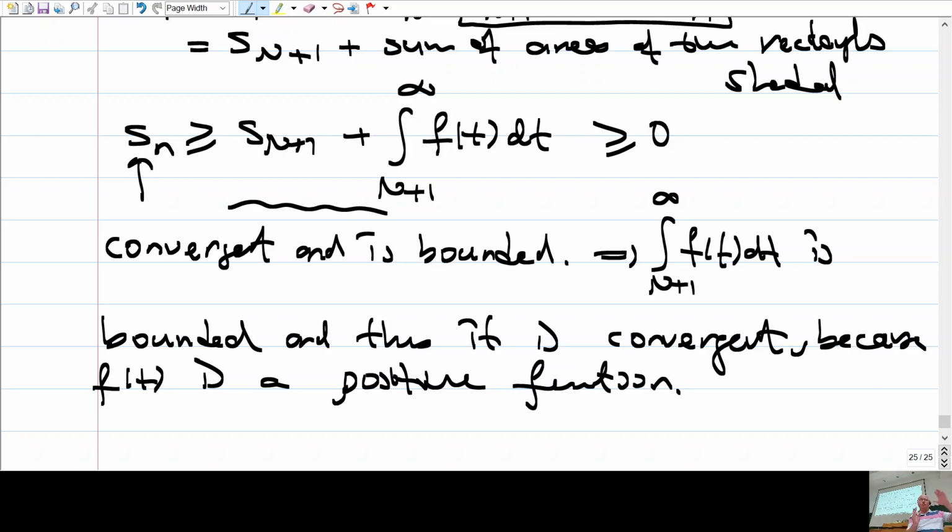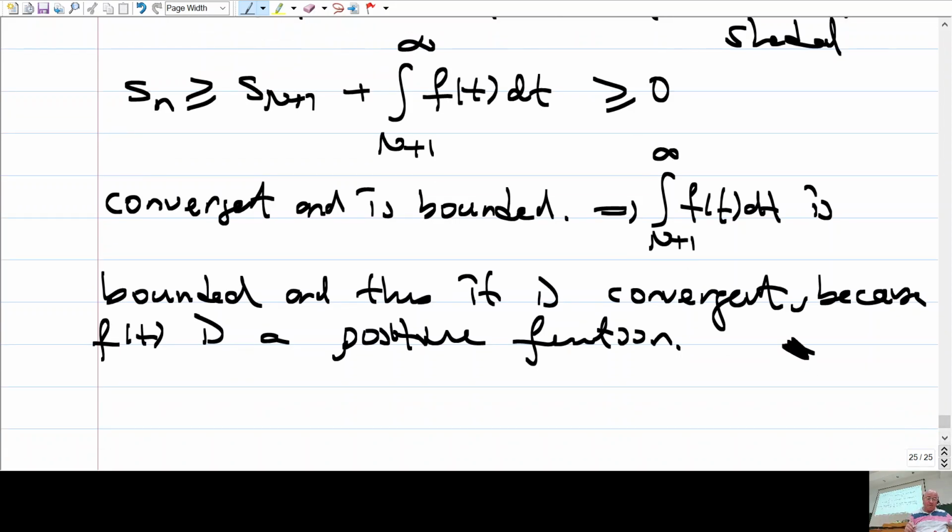The integral of a positive function from a fixed number till infinity is convergent if and only if it is bounded. And here it is bounded because this is bounded, and it bounds the integral. So that proves the integral test.